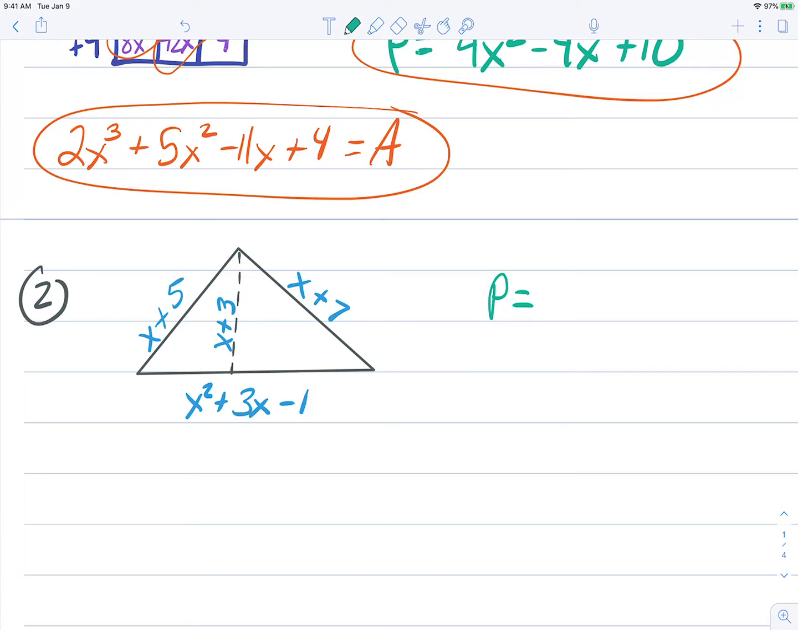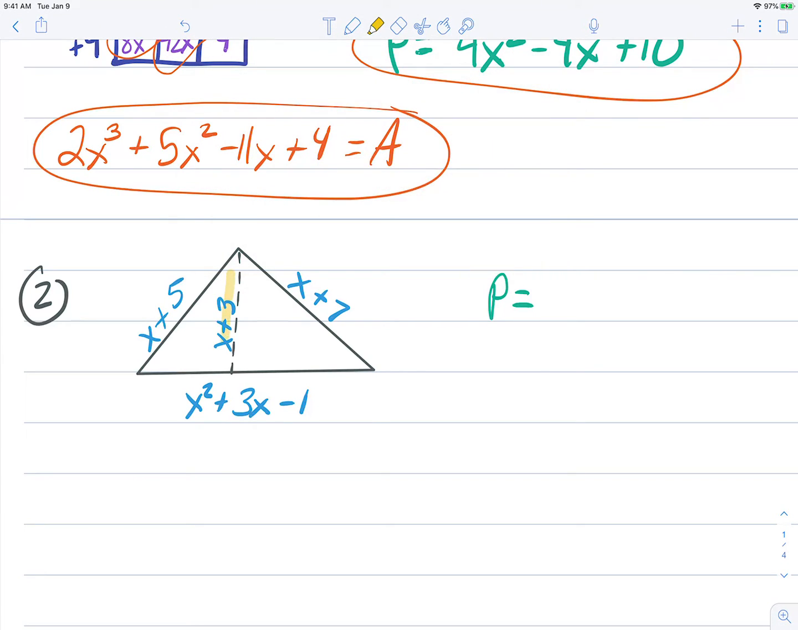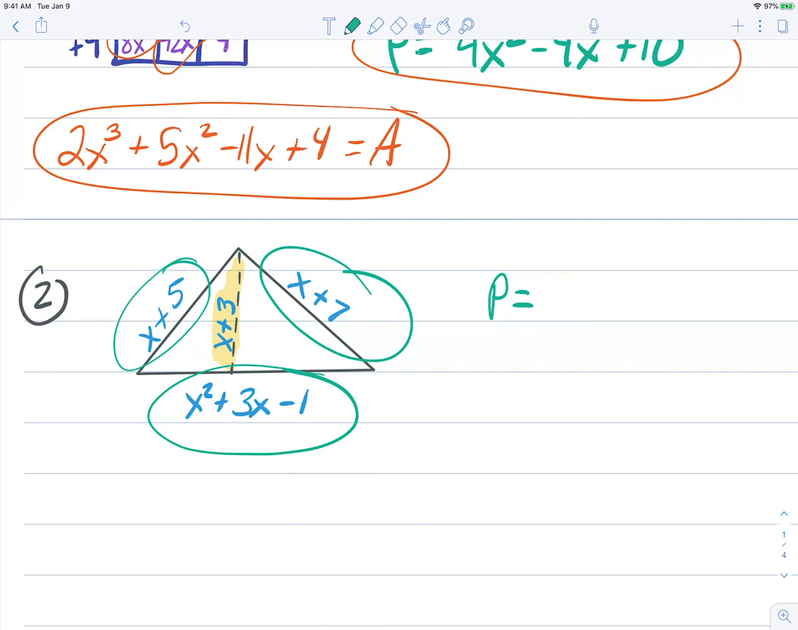But something I'd like you to notice, this inside is the height, but it's not a side. So it is not one of the numbers that you add in the perimeter. Your perimeter is only the ones on the outside, those 3. So I only have 1x squared, so there's nothing to add it to.